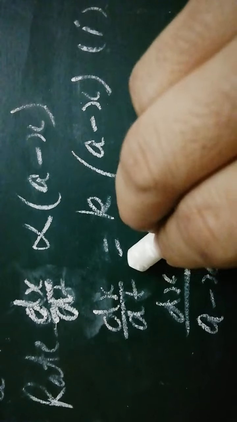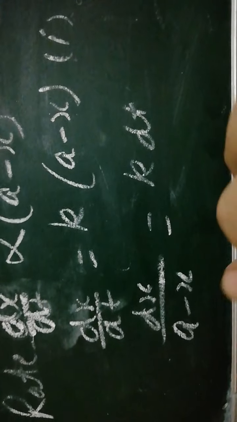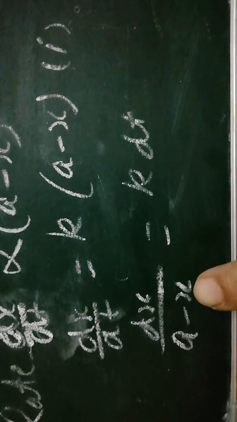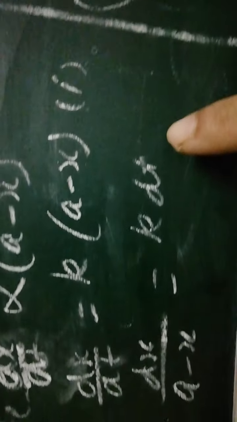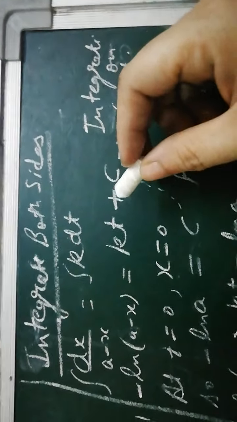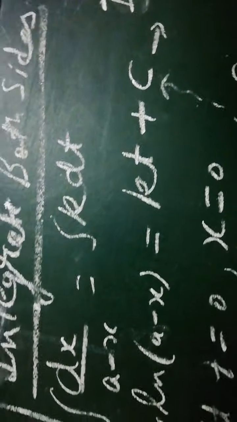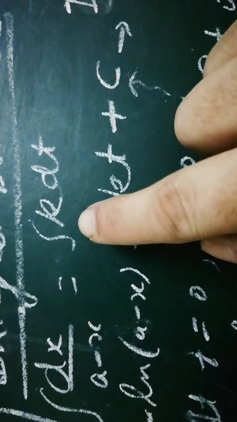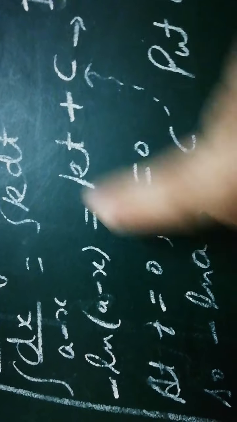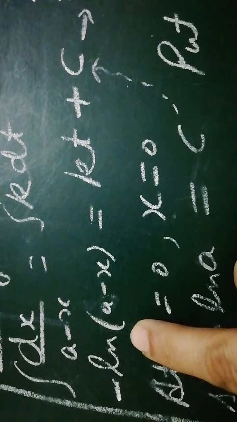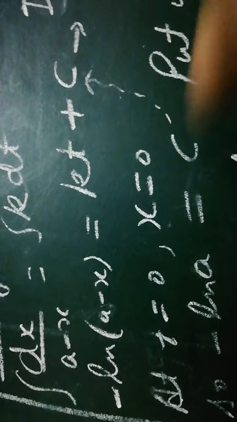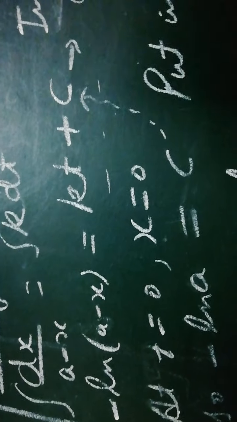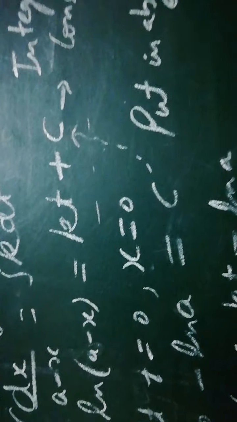Now take A minus X on this side and dt on the other side. So what we will get is dx upon A minus X is equal to k into dt. Now the next step is that you have to do the integration. Integrate both sides. You put the sign of integration on dx upon A minus X, and it is equal to the integral of k dt. After integration, what you will get is minus ln, this is the natural log, minus ln of A minus X is equal to kt plus c. Here c is the integration constant.